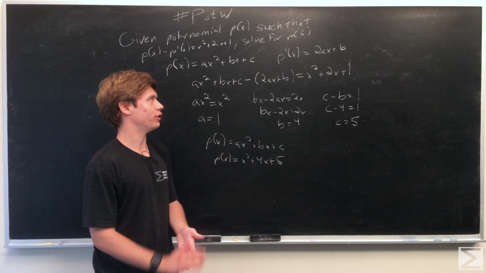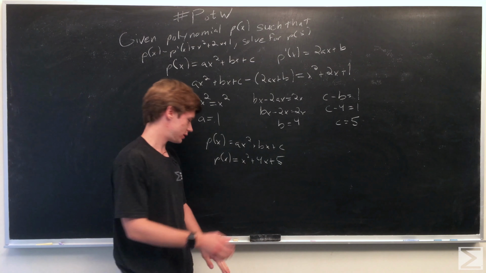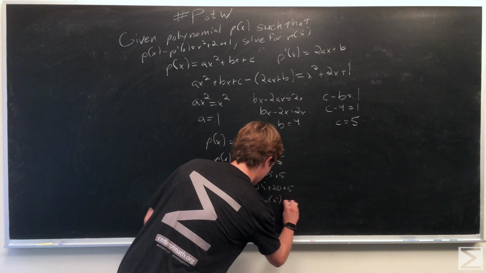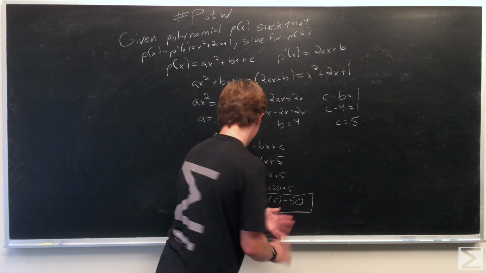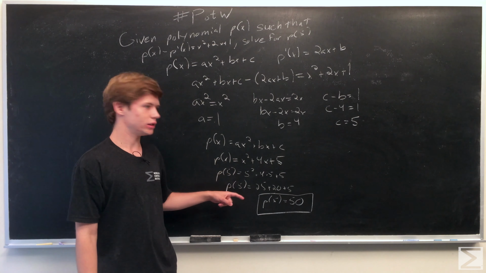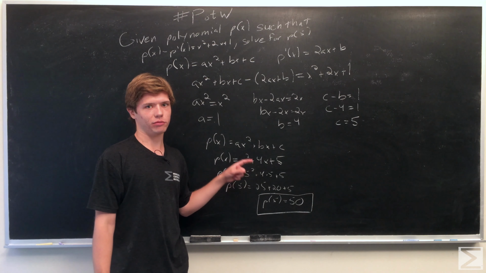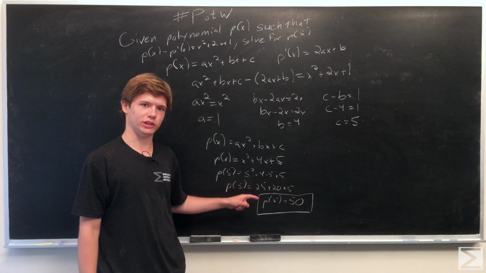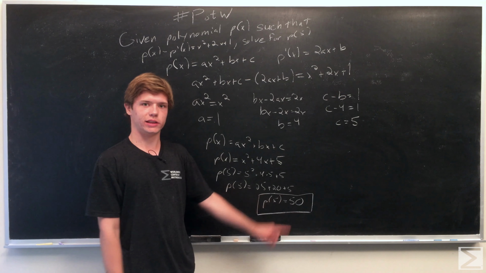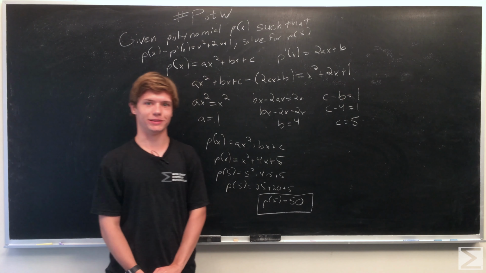And so now all we have to do is plug in 5 for x. And once you do this, you just see that p of 5 is equal to 5 squared plus 4 times 5 plus 5, which is equal to 25 plus 20 plus 5. And we find that the final answer is that p of 5 is equal to 50.